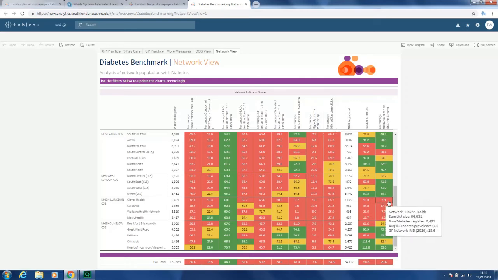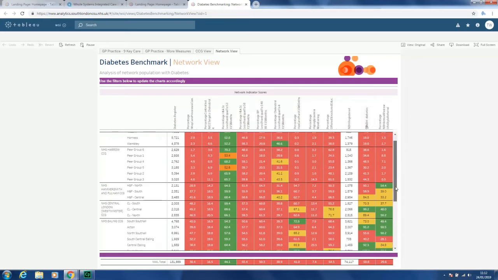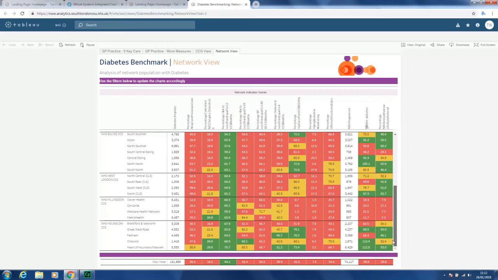There's also the percentage of patients that have been referred into structured education. We've got the non-diabetic hyperglycemia register, the register of people at high risk of diabetes. We've got a percentage of the NDH to diabetes register ratio. So the idea is to maximize that ratio to identify people at high risk, to be able to offer them support and refer them into the National Diabetes Prevention Programme.